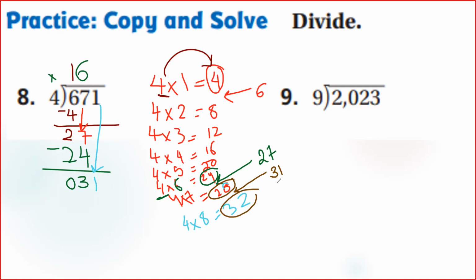Now, I said that the number is 31. So I will take the number that is less than 31, which is 28. Now, what's the number that when I multiply it by 4, I get 28? It is 7, is it right? So here I will write 7 up. Then 7 times 4 equals 28. Then next, the remainder here is 3.